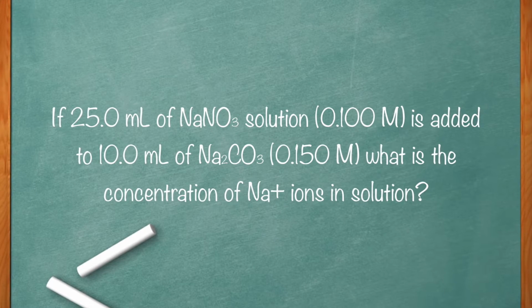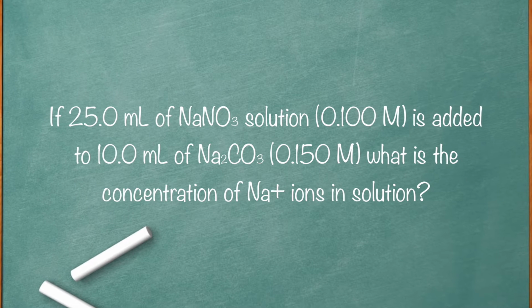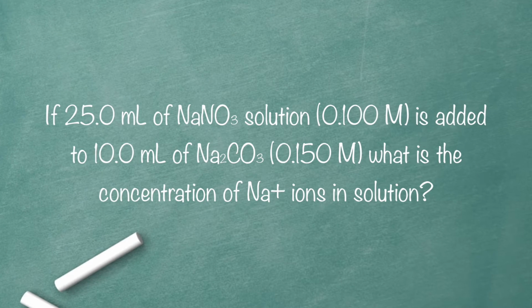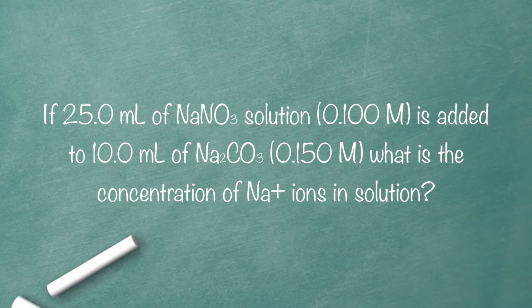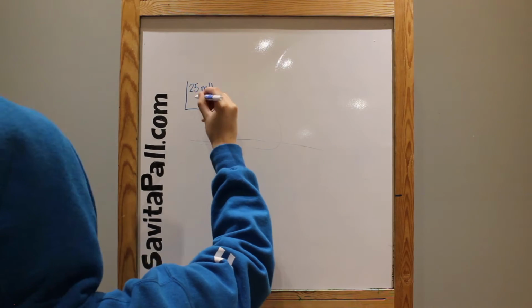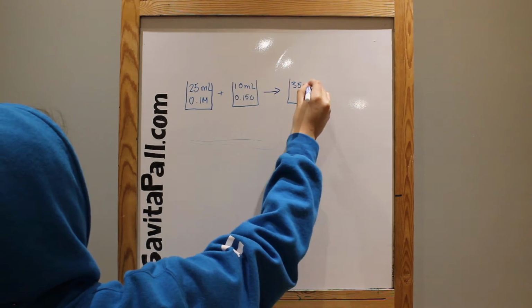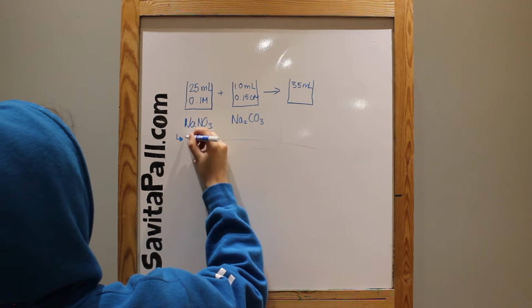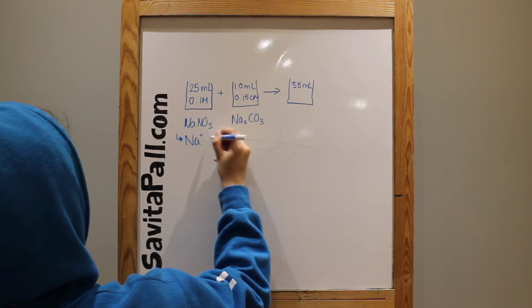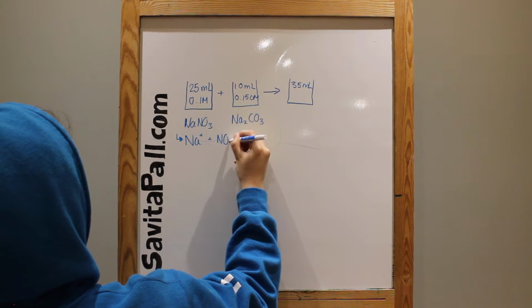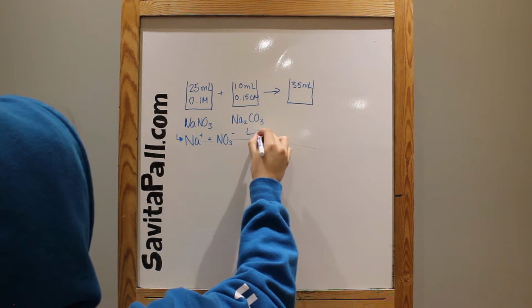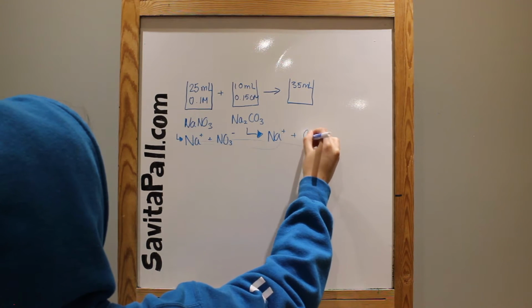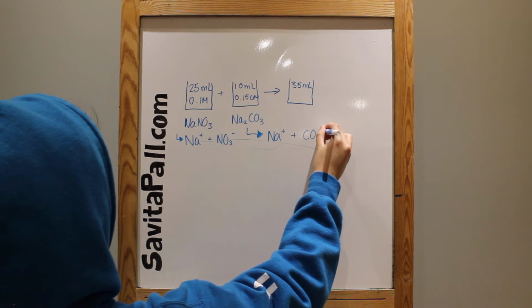So our next sample question is, if 25 milliliters of sodium nitrate solution is added to sodium carbonate solution, what is the concentration of the sodium cations in the resulting solution? For these two solutions, when added together, the final volume will be 35 milliliters. Next, we can see that for the sodium nitrate solution, there's only one sodium ion per molecule, which means the moles of sodium ion will be equivalent to moles of sodium nitrate. For the sodium carbonate solution, we can see that there are 2 sodium ions per carbonate ion. This means that the moles of sodium ions will be double the moles of sodium carbonate.